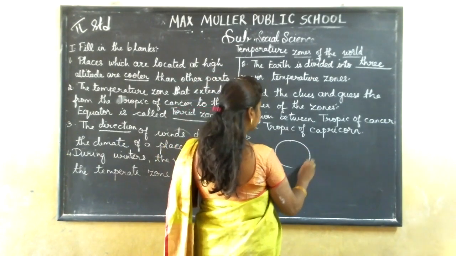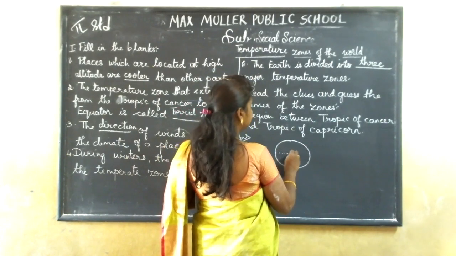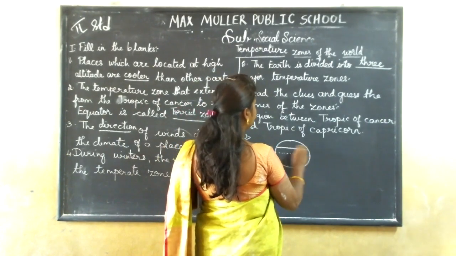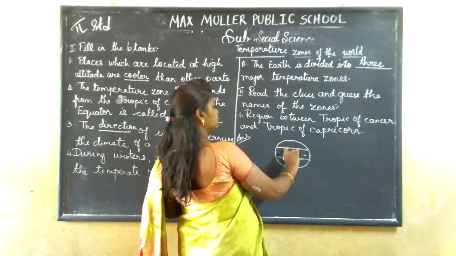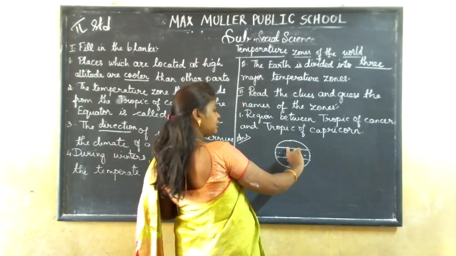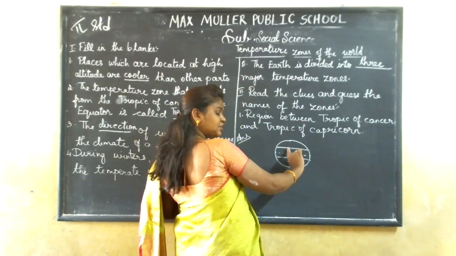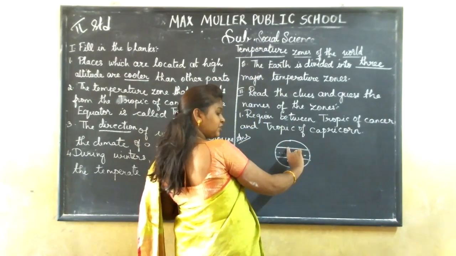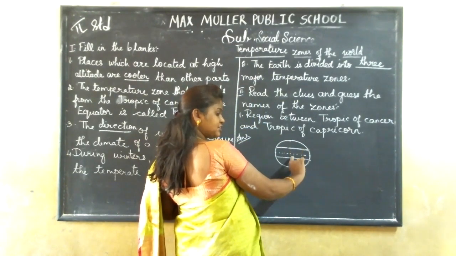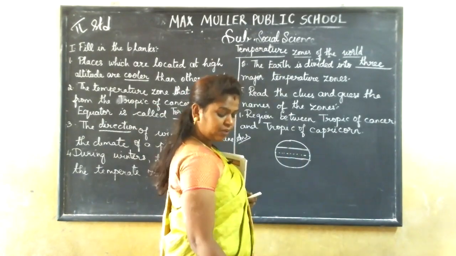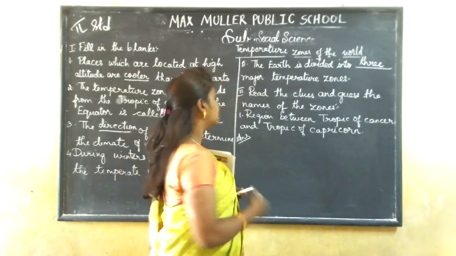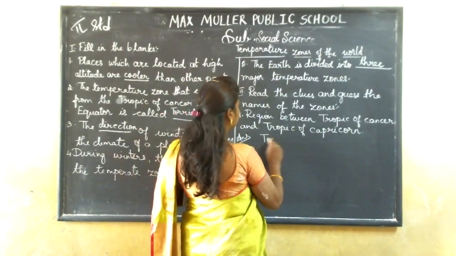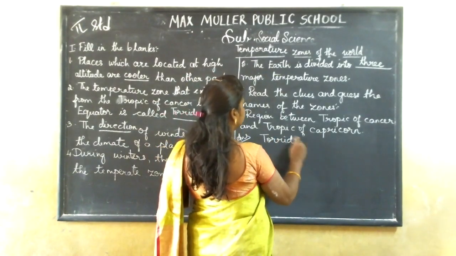So, this is the Earth and this is the equator. The region between the Tropic of Cancer and Tropic of Capricorn. So which zone is present between the Tropic of Cancer and the Tropic of Capricorn? It is which zone? Yes, it is the torrid zone.